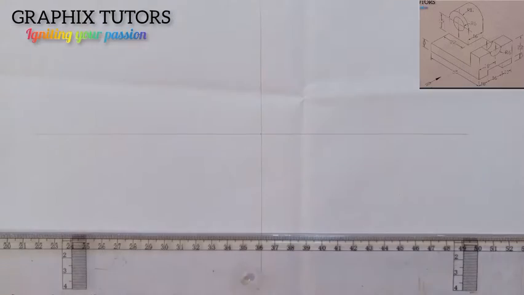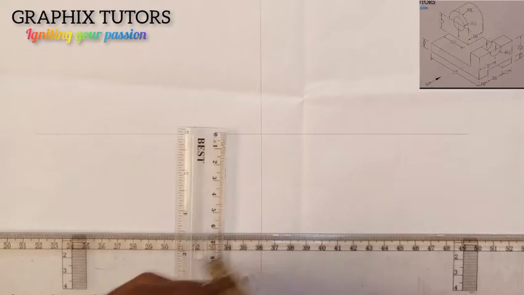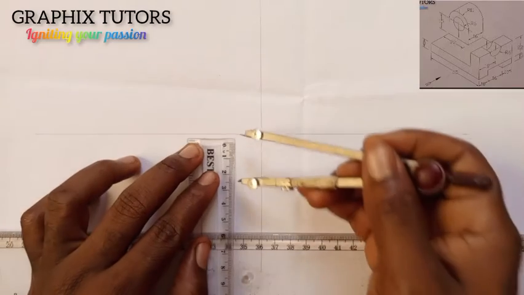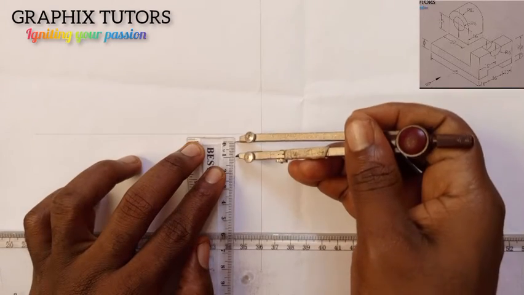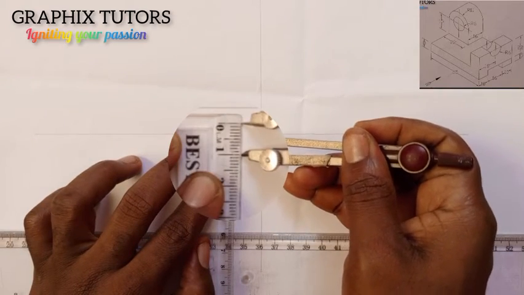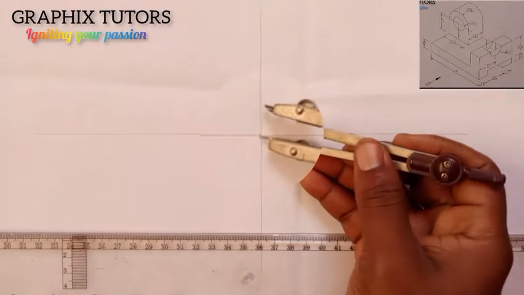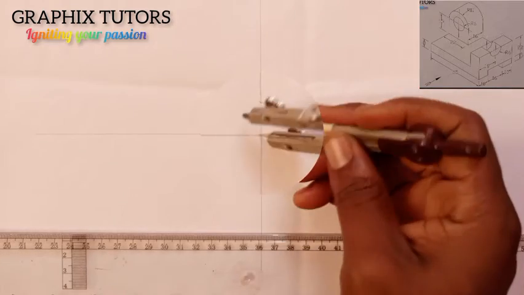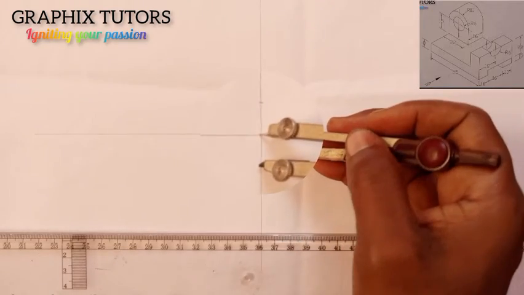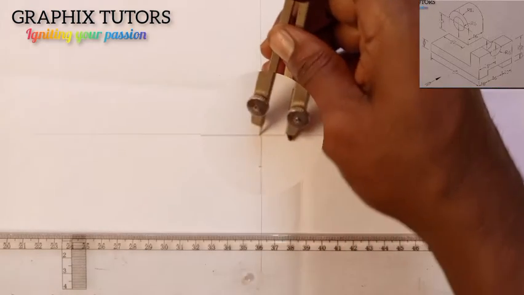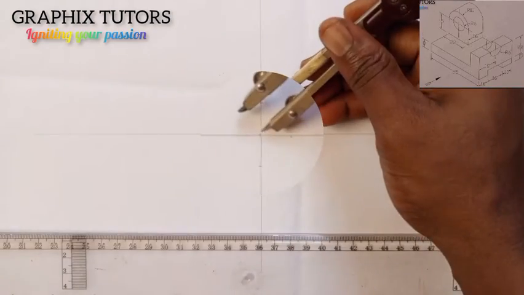So the next thing you do is you measure 10 millimeter or 5 millimeter on your meter rule. Then you place it at where they meet, and you mark up, you mark down, you mark left, and also you mark right.